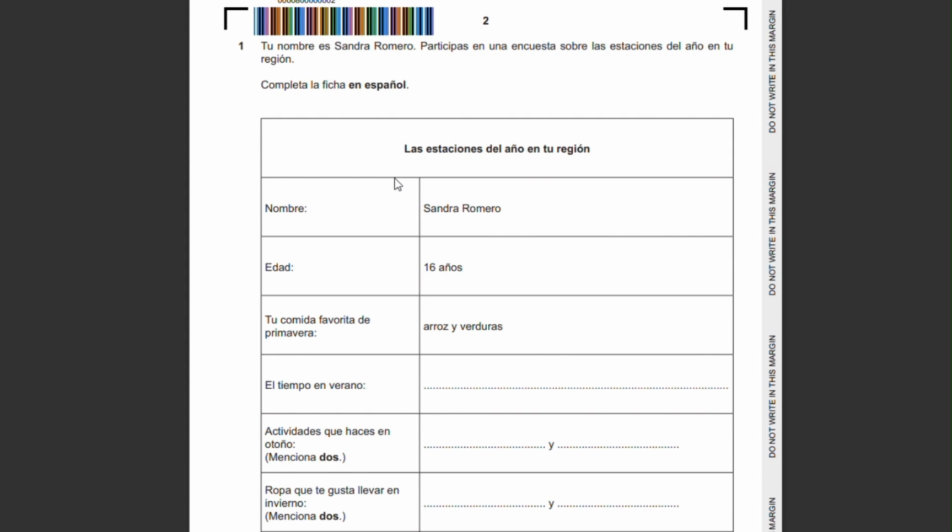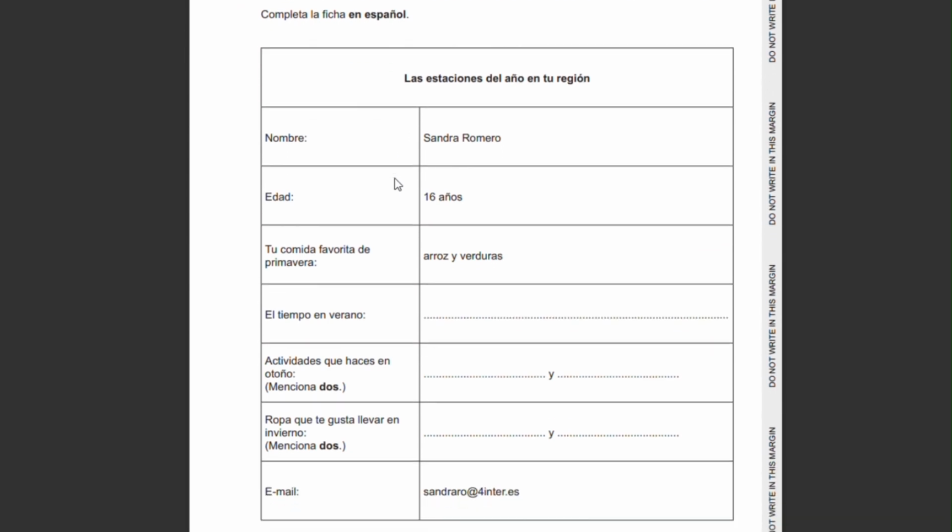So we can see the question says, tu nombre es Sandra Romero, participas en una encuesta sobre las estaciones del año en tu región. Completa la ficha en español, right? Your name is Sandra Romero, and you're participating in a survey about the seasons of the year in your region, and then you have to complete this block in Spanish, right? Las estaciones del año en tu región, that's the seasons of the year in your region.